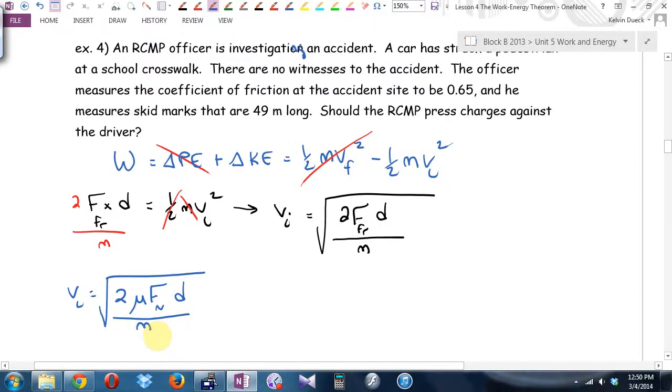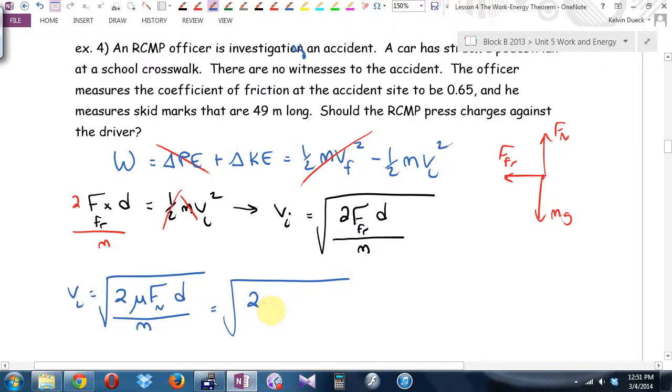I don't know the normal force. Oh, I didn't draw a free body diagram. Maybe I should over here. Gravity down. You know what? It's the same free body diagram as we drew on the previous page. You know what the normal force is in this case, Dane? mg, right?